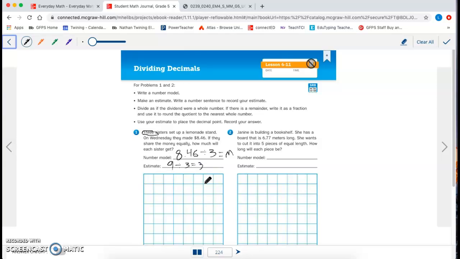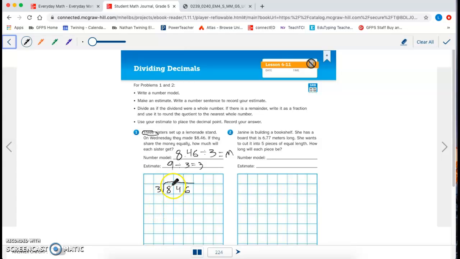Now I actually have to do my dividing. So I'm going to write $8.46 or 8 46/100 as a whole number. So I'm just going to ignore this decimal. I'm just going to pretend it's a whole number. So I am going to write it as 846. And I'm going to divide it by 3.